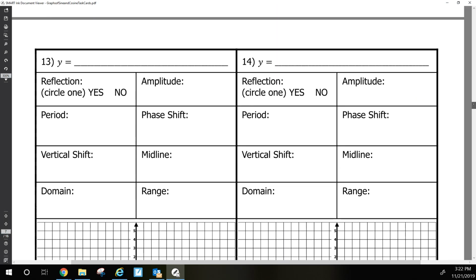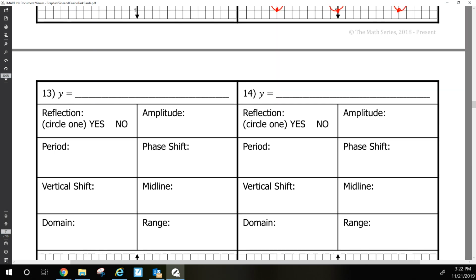All right, welcome back. Here's number 13. We have, turn my page, minus 1/4 cosine(x + pi) + 3. All right. Is there a reflection? Yes, we've got a negative sign. My amplitude change is going to be 1/4.